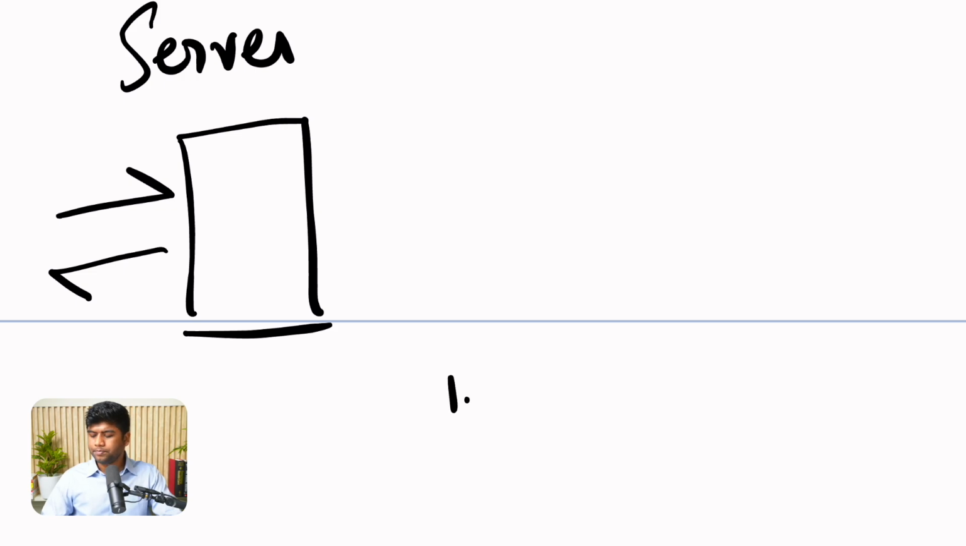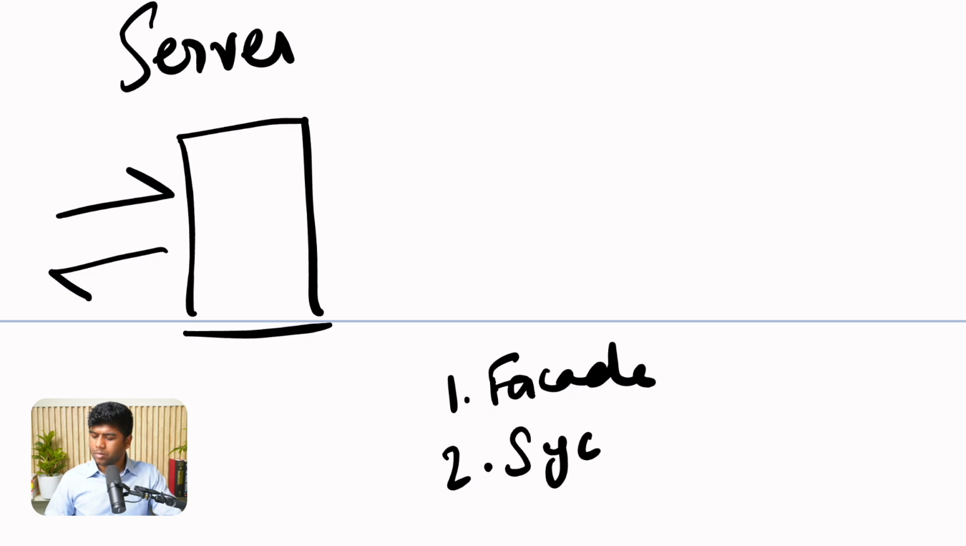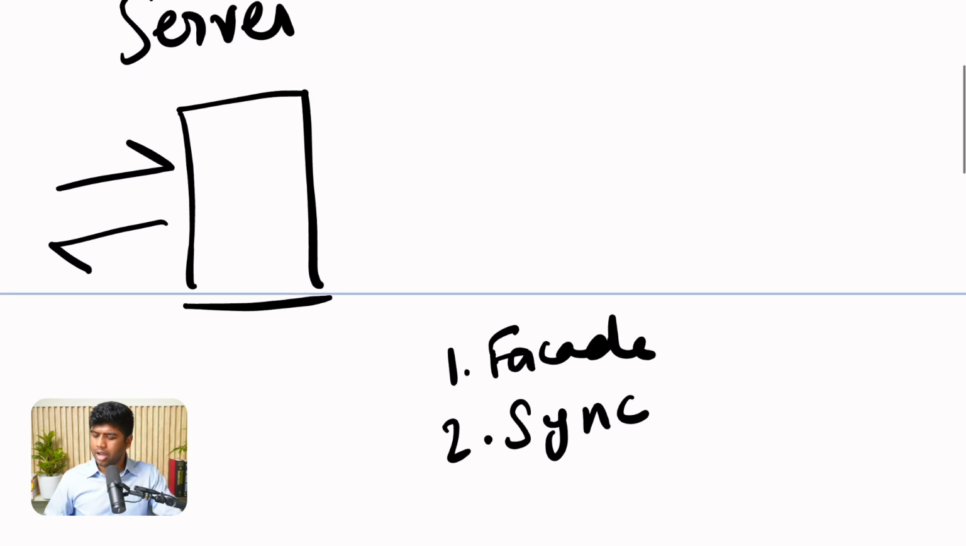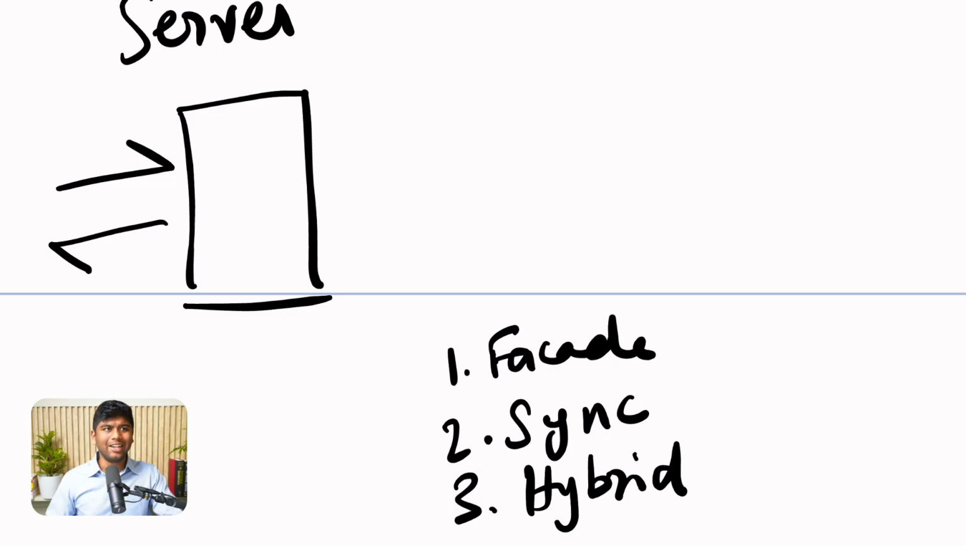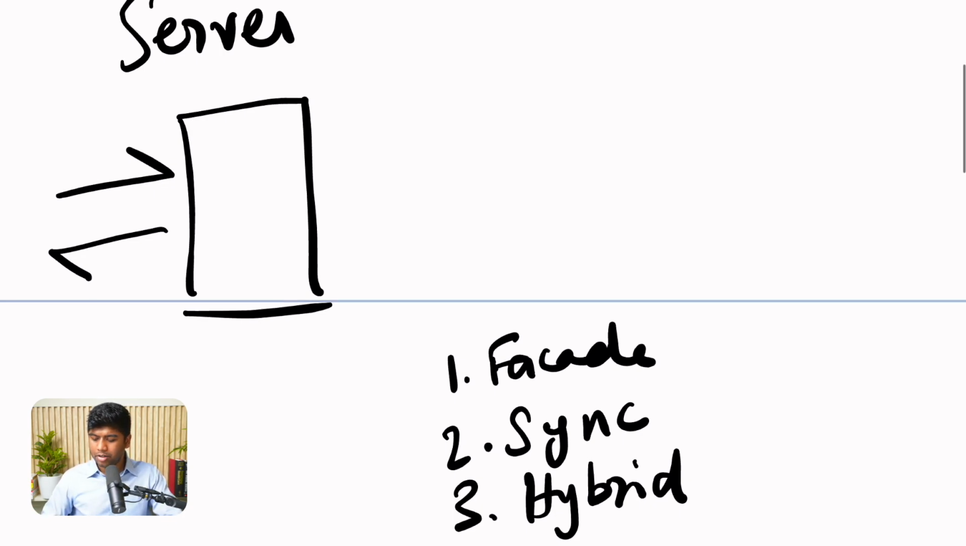The first one is a facade. The second one is synchronization, sync. And the third is hybrid. I'll go through all three techniques, like how do you implement a FHIR server.